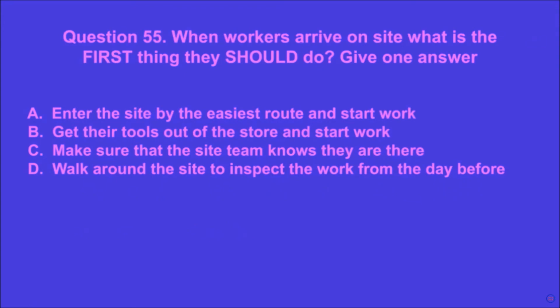Question 55. When workers arrive on site, what is the first thing they should do? Give one answer. A. Enter the site by the easiest route and start work. B. Get their tools out of the store and start work. C. Make sure that the site team knows they are there. D. Walk around the site to inspect the work from the day before. Correct answer is C.